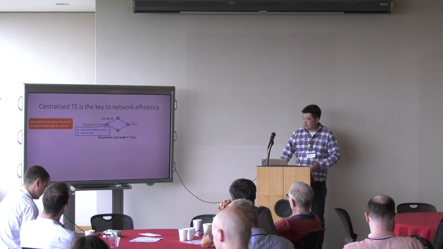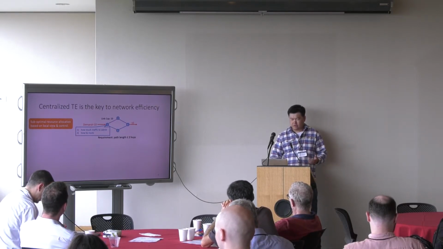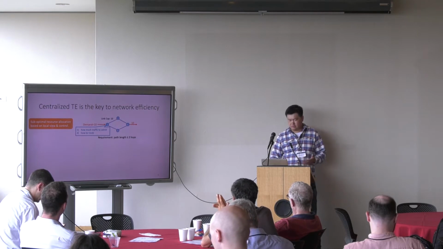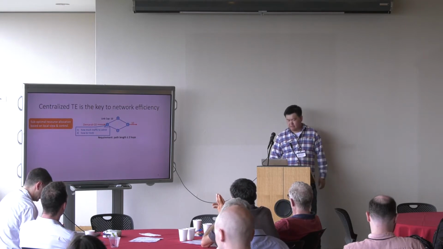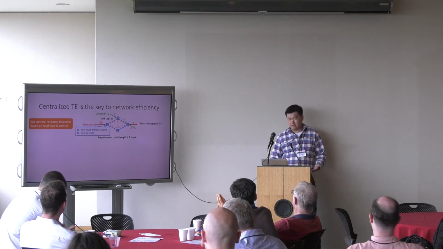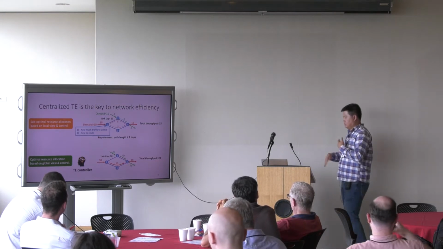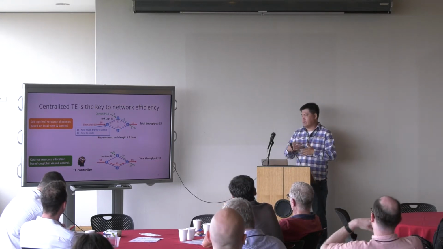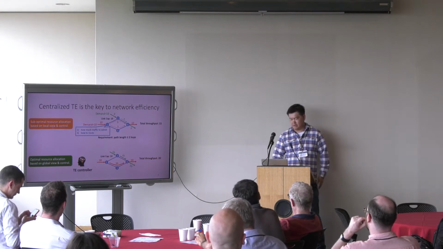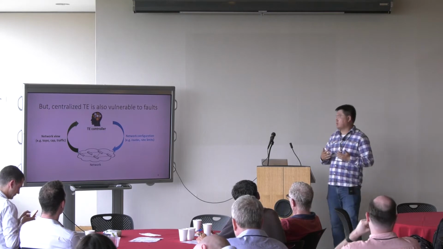For example, given this network where the link capacity is 10, if we do traffic engineering in a distributed way, when the red flow arrives we give it 10, but when the green flow arrives we only have 5 to give, so the total throughput is 15. But if we have a global controller with a global view, we can re-optimize everything so that the throughput can be higher. This is why people rely on centralized TE.